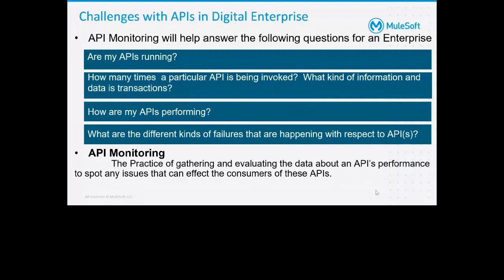So what are some of the challenges with a digital enterprise API? You always want to know, are my APIs running? How many times has a particular API been invoked? What kind of information and data is forming your transactions? How are my APIs performing? What are the different kinds of failures happening with respect to APIs? And what is API monitoring in a nutshell? Basically, it's a practice of gathering and evaluating data about an API's performance, and spotting any issues that can affect the consumers of these APIs.